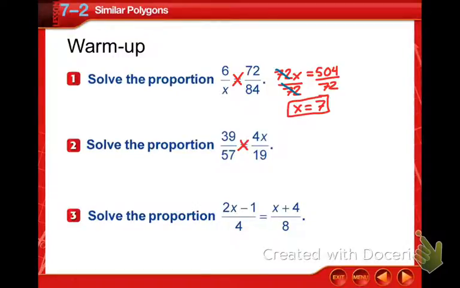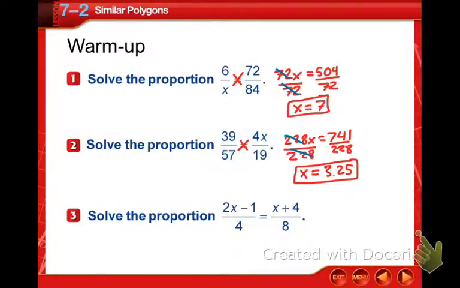Second one, again, we cross multiply. 4x times 57 is going to get us 228x. And 19 times 39 is going to get us 741. And we divide by 228 on both sides. Here we get a decimal, but it nicely rounds, and it's 3.25. Actually, it doesn't round, it ends. Nice and even decimal. So no crazy extensions, no need to round.